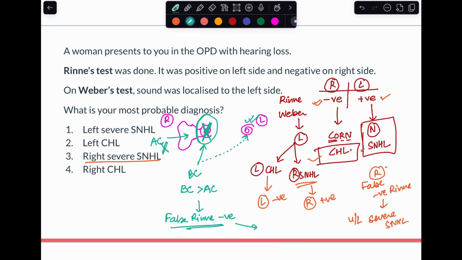And the answer for a false negative Rinne is always a unilateral severe sensorineural hearing loss. So this right here is our answer. I hope you have understood this.